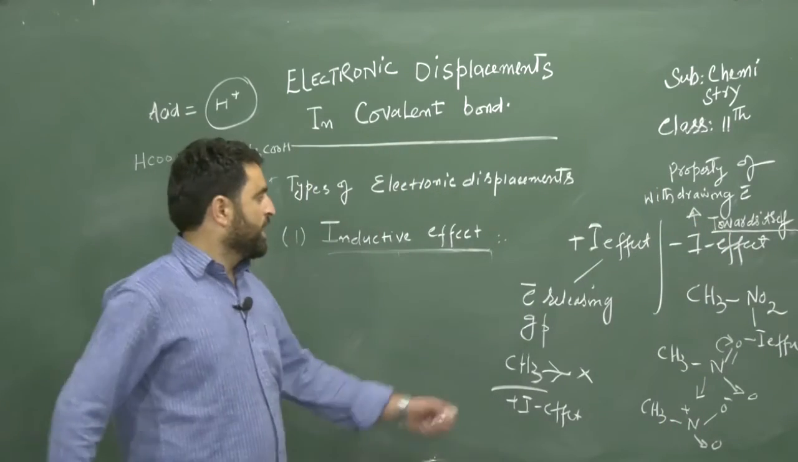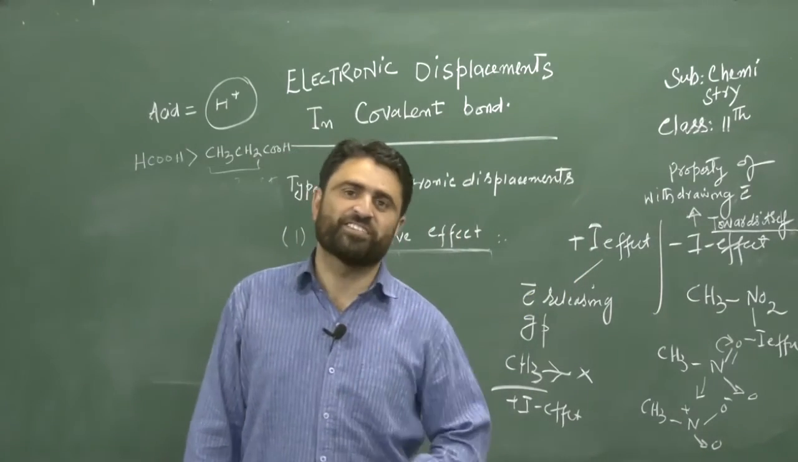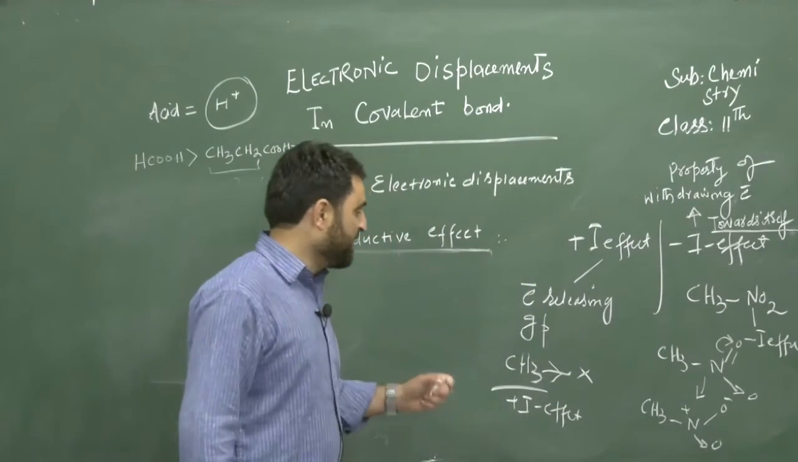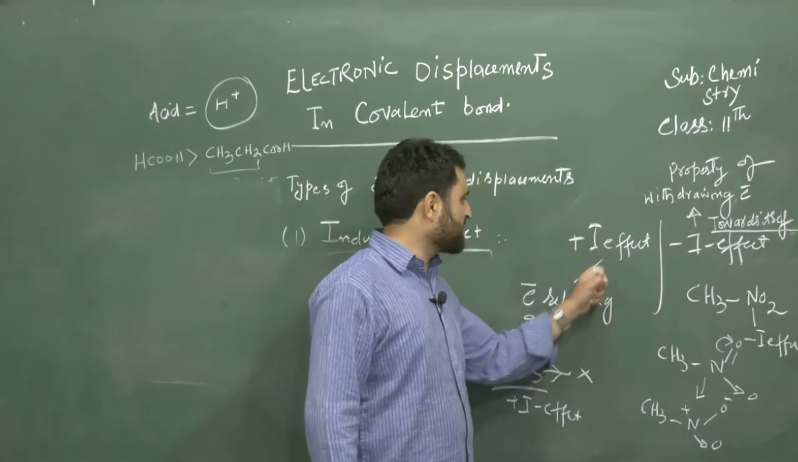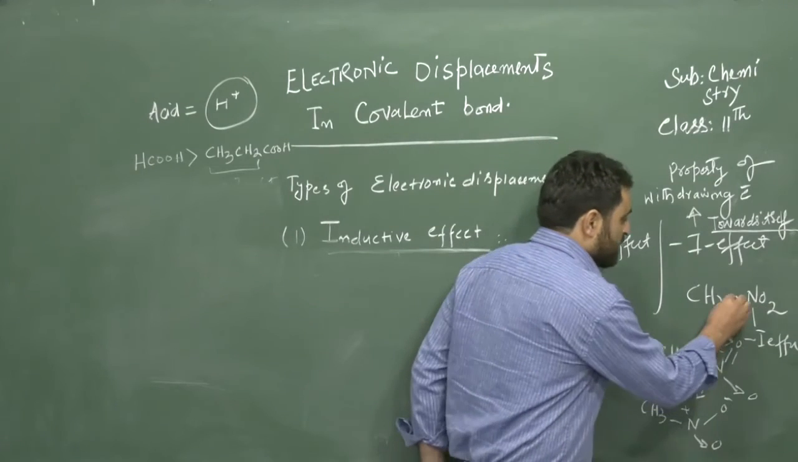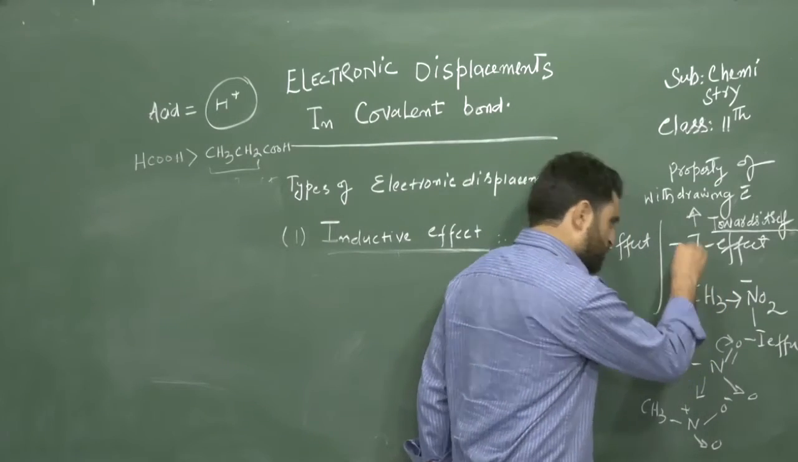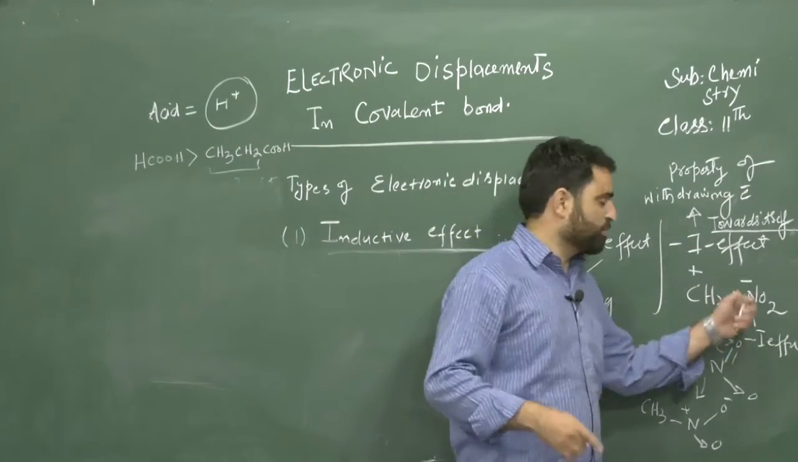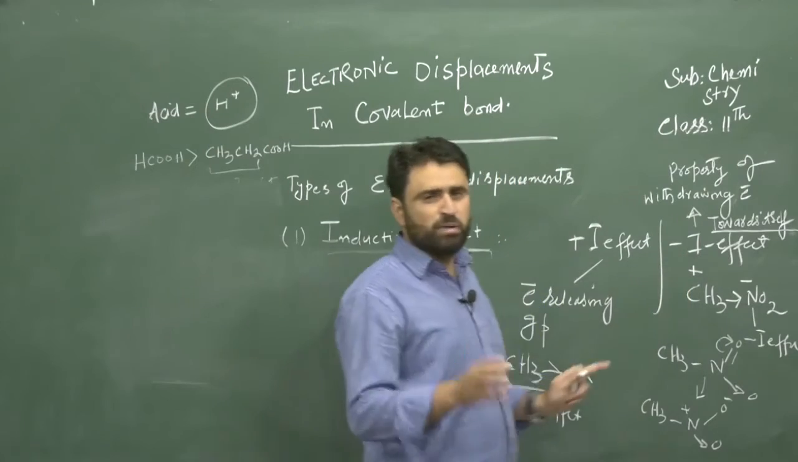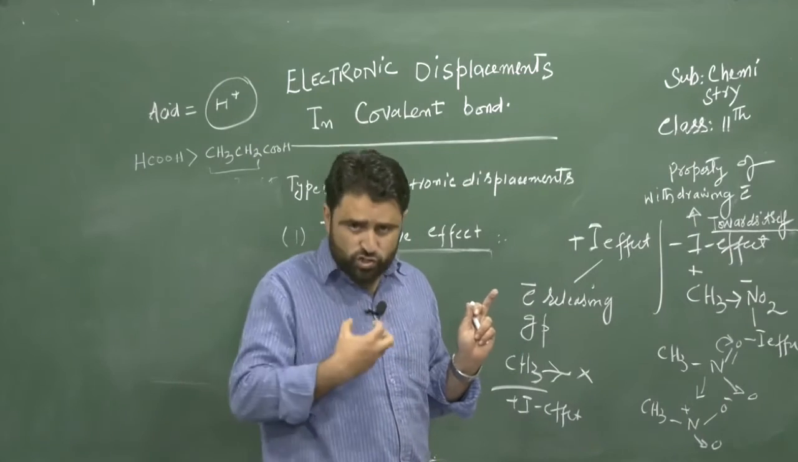Here, the property of releasing electron is called plus I effect. Here it is withdraw, here it is donate. The property of releasing is called plus I, and minus I is the property of withdrawing. So this NO2 will always withdraw. I will show an arrow like this. This has negative, this has positive. Positive means release, negative means gain. When NO2 withdraws electron, it is minus I. Minus is opposite to plus. If plus is releasing, minus is withdraw.